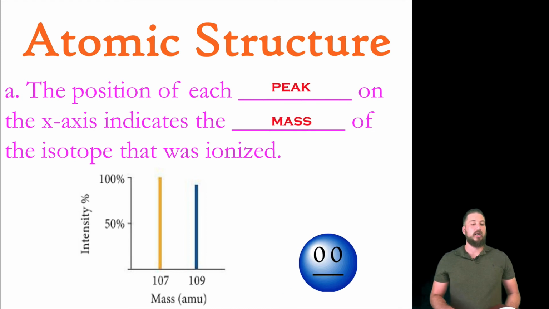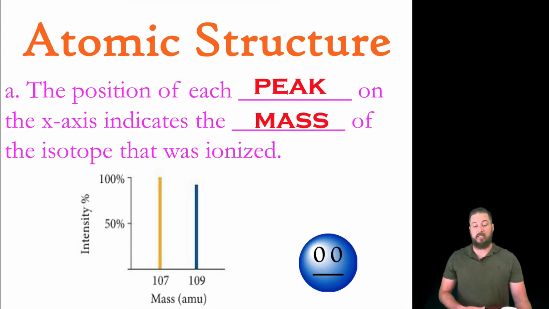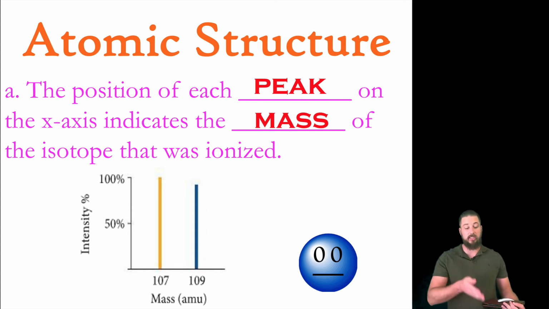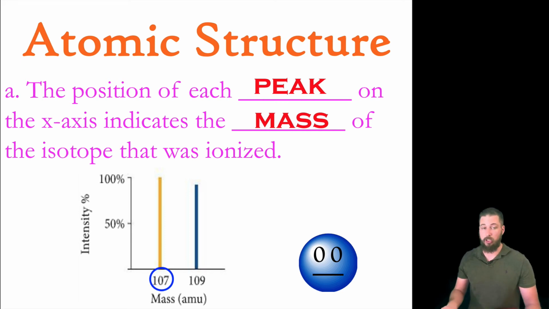And so the position of each peak on the x-axis indicates the mass of the isotope that was ionized. So for example, the yellow peak there happens to be for the mass of silver that is 107, and the blue peak happens to be for the mass of silver that's 109.